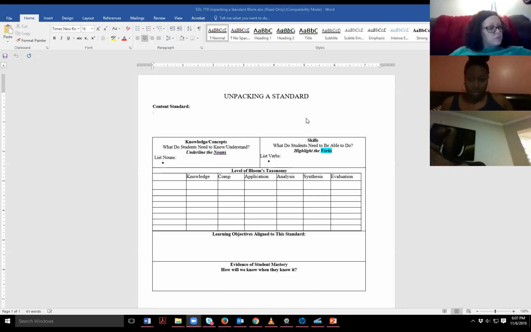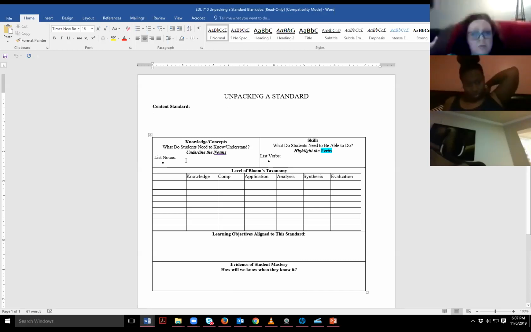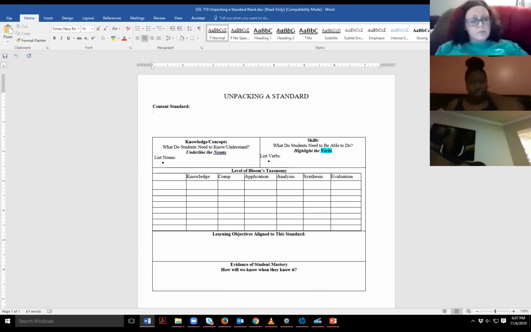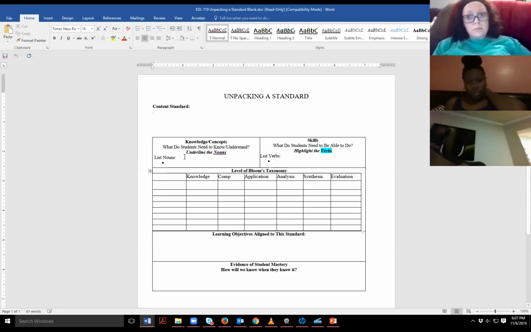So if I'm a 9th grade algebra teacher, I'm going to choose a 9th grade algebra standard. If I teach 3rd grade social studies, I'm going to choose a 3rd grade social studies standard. You don't have to, but it just makes sense to do that as opposed to some esoteric thing that you're never going to use in your life. Okay? Then from there, you're going to break down that standard. And the way that you're going to break down that standard is by listing first the nouns.